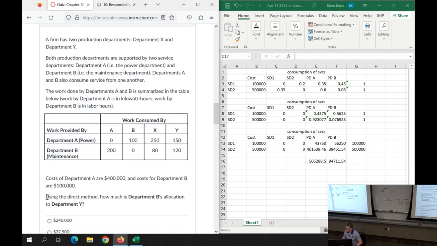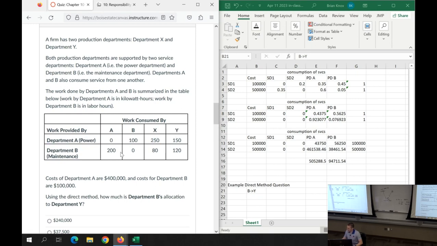All right. So using the direct method, how much is Department B's allocation to Department Y? I like to either mentally or literally make sure I am saying who is allocating to who. So I want to know how much B is pushing to Y, how much B is allocated to Y, B's costs allocated to Y. So B is one of the service departments, it's the maintenance department, and Y is one of our production departments right here.